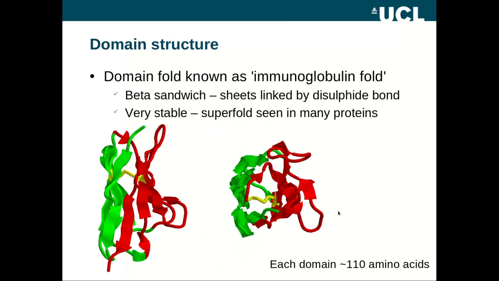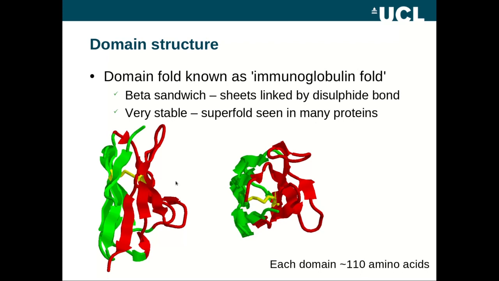So this protein fold that makes up both the VH and the VL domains, and indeed all the constant domains, is known as the immunoglobulin fold. So immunoglobulin is an alternative word for antibody, but in fact this immunoglobulin fold is a very stable fold. It's known as a superfold because it's seen in many different protein families that seem to be unrelated. The immunoglobulin fold in the antibodies is a domain of approximately 110 amino acids.